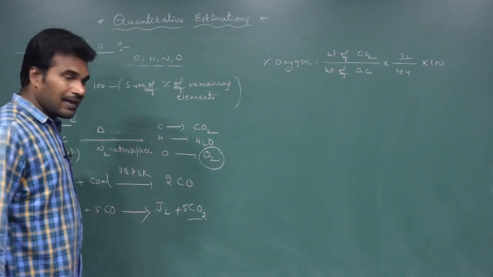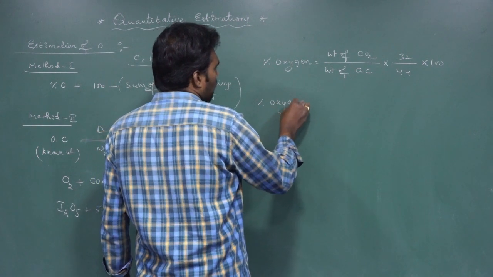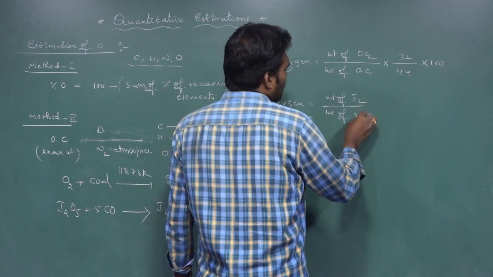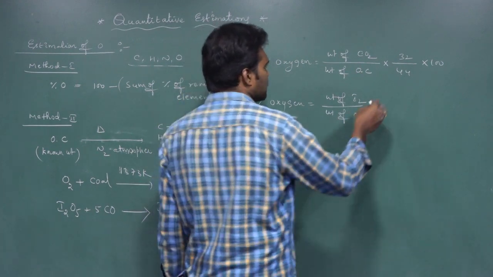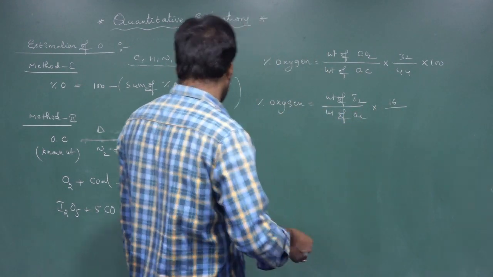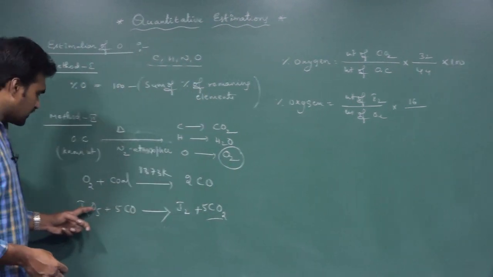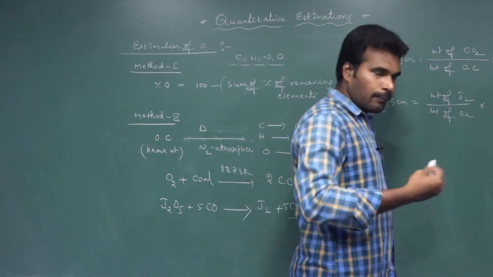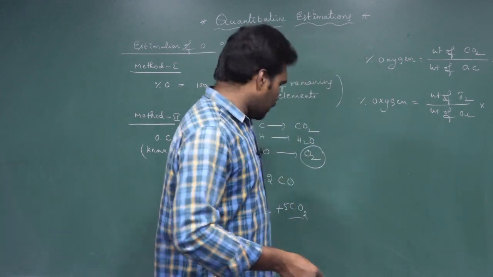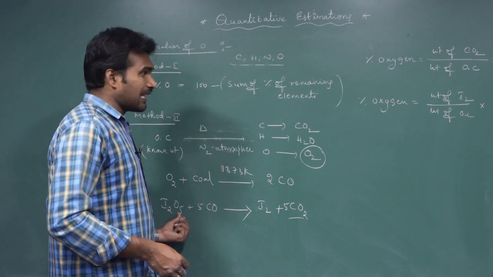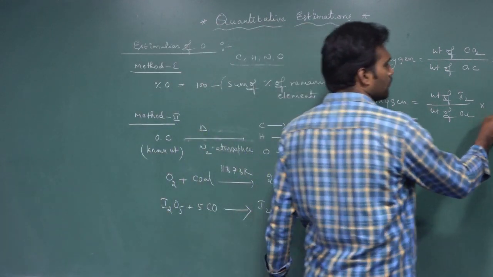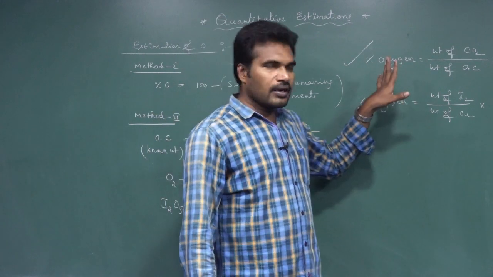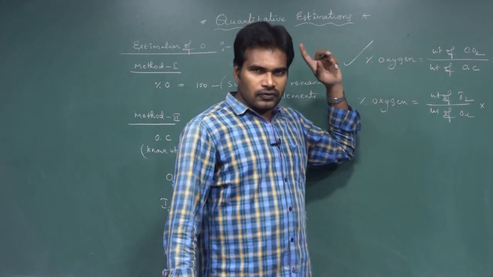Otherwise, by using iodine, how can we calculate? The percent of oxygen is equal to the weight of iodine produced divided by the weight of organic compound, into oxygen atomic weight 16 by iodine pentoxide. In iodine pentoxide, what is the weight of oxygen? 16 5s are 80. Total weight of oxygen will be 80 by I2O5: 127 2s are 254 plus 80, 334, into 100. In most of the cases, we will use this formula only. So these are the two formulas. We can use any one, but in most cases we use the first formula only.